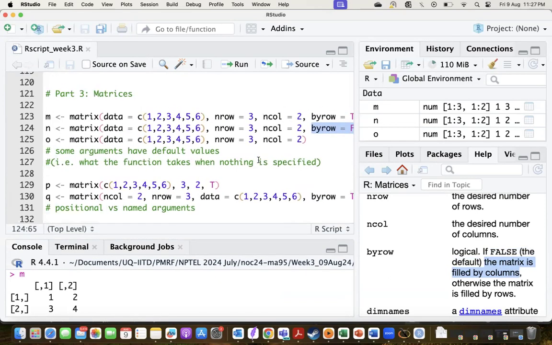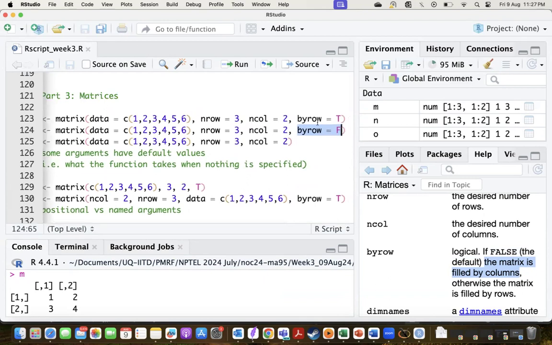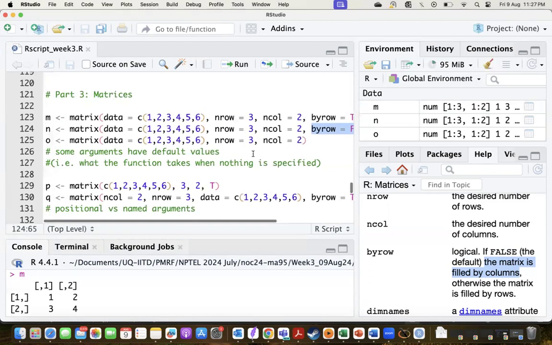Now, while having default arguments is good, because you have to type less, in fact, you have to remember what the default was. And sometimes that can be very confusing. So very often, it's up to you. You can always write how to fill it, by row or by column. Writing it again is never a problem. Even if there was a default, you've written it, it's all good.